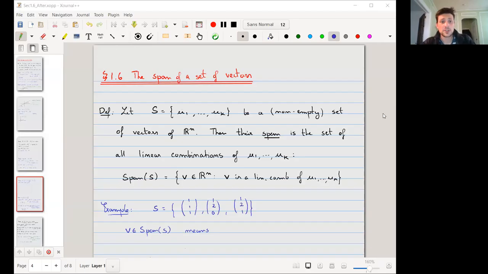Hello everyone. Today's video is about the definition of the span of a set of vectors. It's an important concept that will stay with us for the rest of the class. Here comes the definition, and then we'll look at some examples.